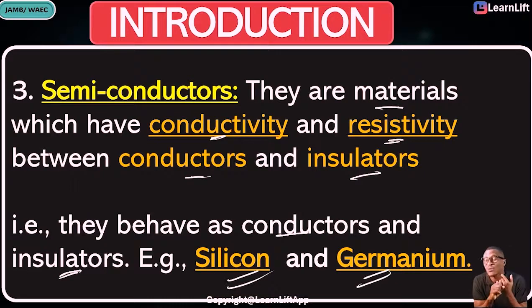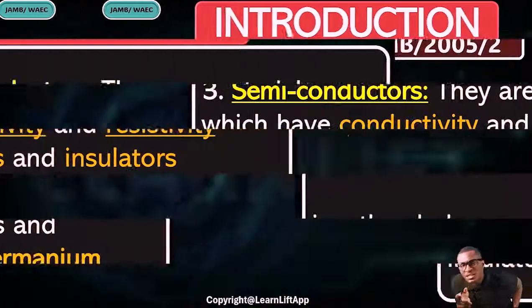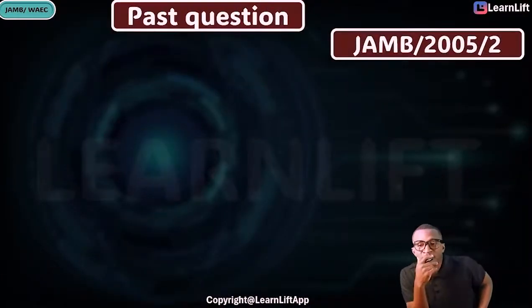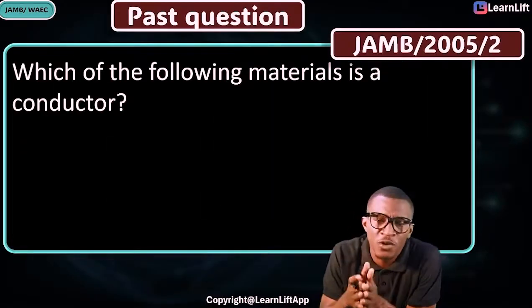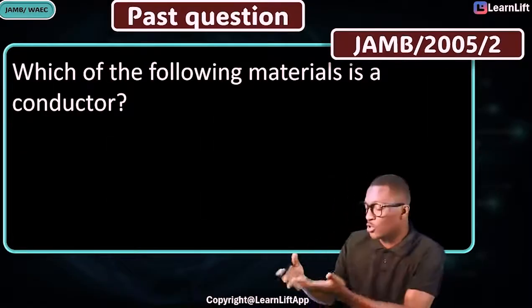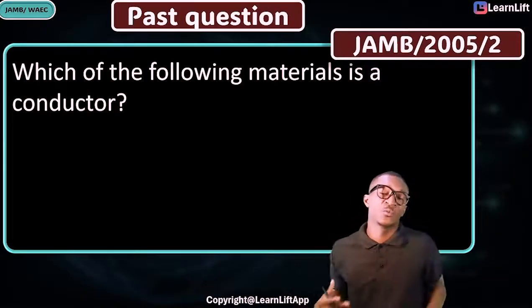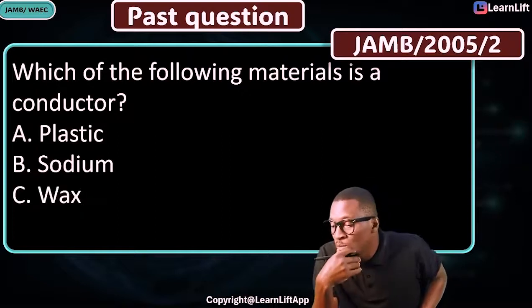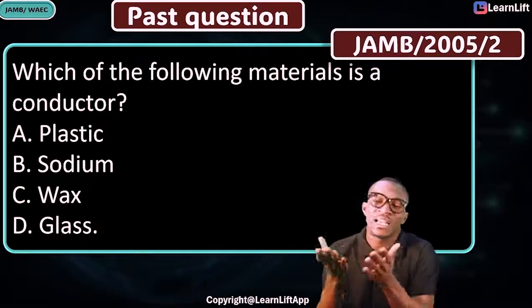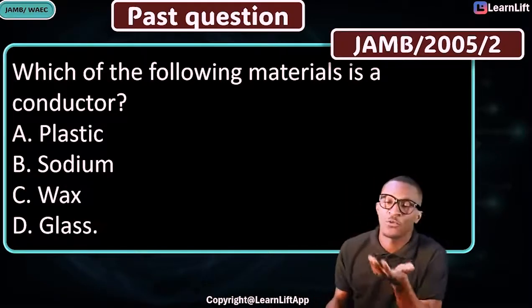Everybody, I hope you understand what are conductors, what are semiconductors, what are insulators. Now, if you say you understand that, let's first of all strike our first past question, JAMB 2005, question 2. The question says, which of the following materials is a conductor? Of course, we say conductors are materials that allow electricity to pass through them, and we'll say all metals, right? Option A says plastic, B says sodium, C says wax, and D says glass. Which are the examples of your conductors?